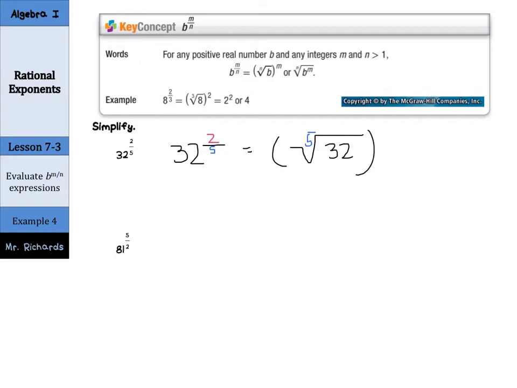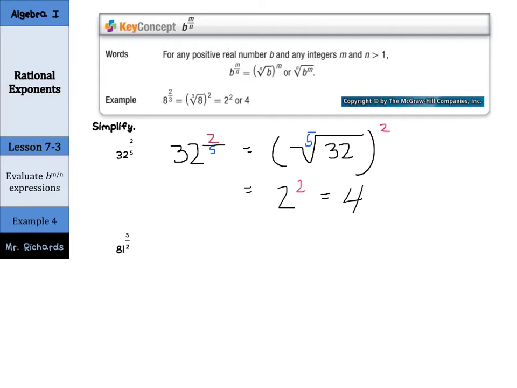And the whole thing is going to be to the numerator, squared. Now, the 5th root of 32 is equal to 2. And we're going to have 2 squared, which is just 4.